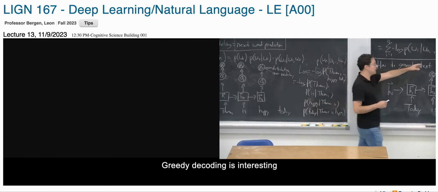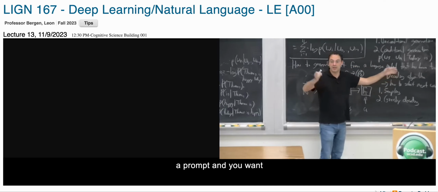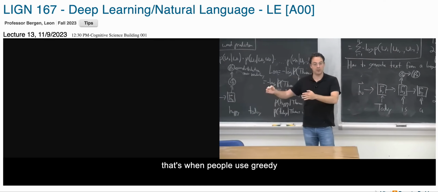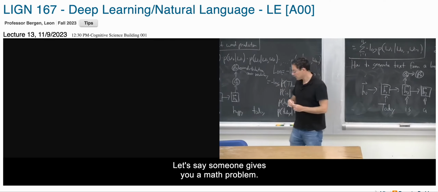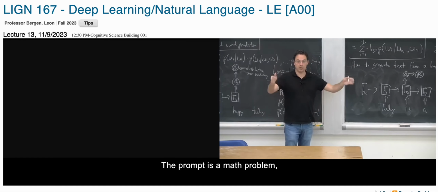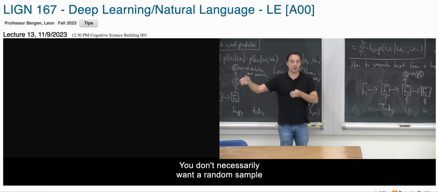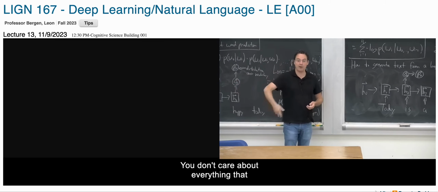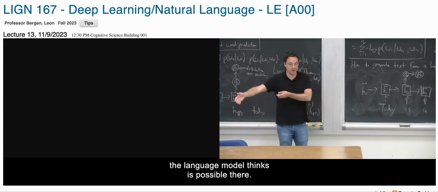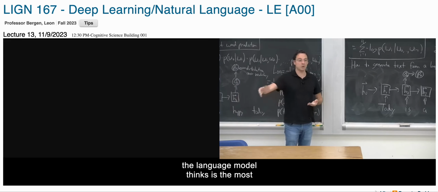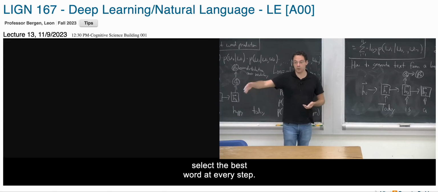Greedy decoding is interesting when you're doing conditional generation. So if someone gives you a prompt and you want to know what happens after that prompt, that's when people use greedy decoding, sometimes. Why is that? Let's say someone gives you a math problem. So the prompt is a math problem, and you want to know what's a good continuation after the math problem. You don't necessarily want a random sample from that distribution. You want the right answer. You don't care about everything the language model thinks is possible there. You want to know what's the thing the language model thinks is the most likely. So you're going to select the best word at every step.